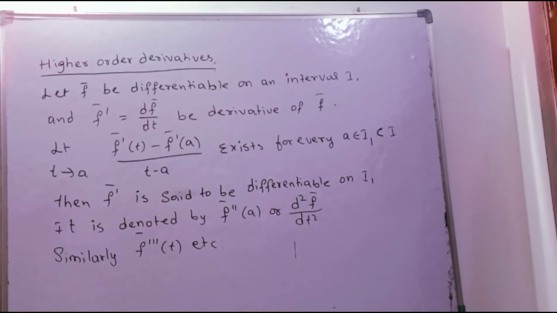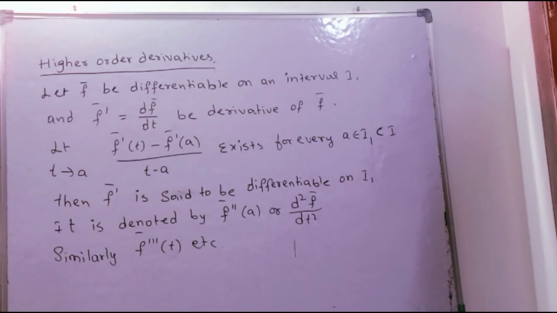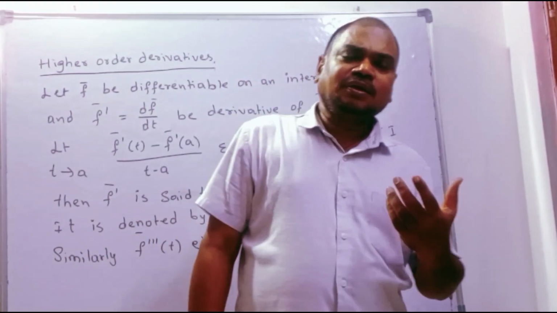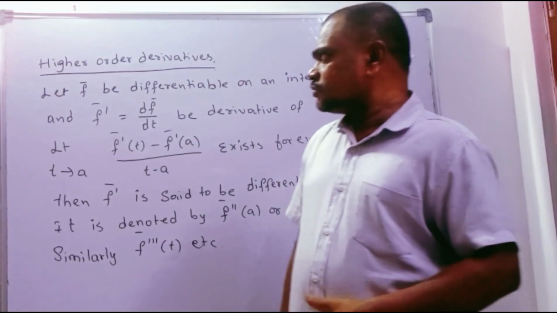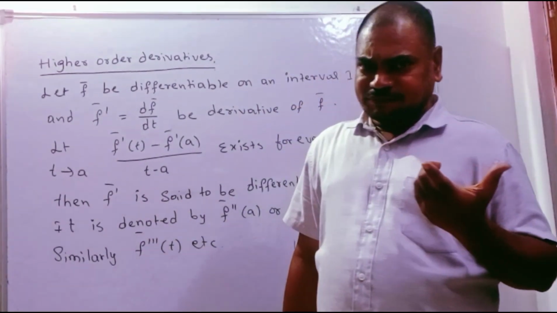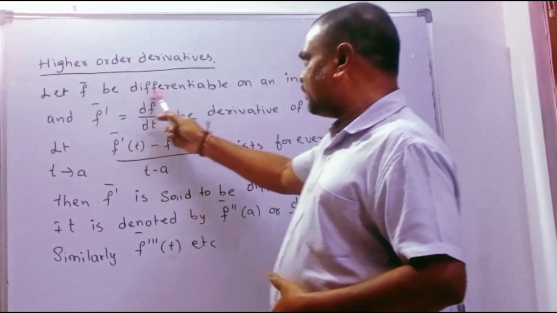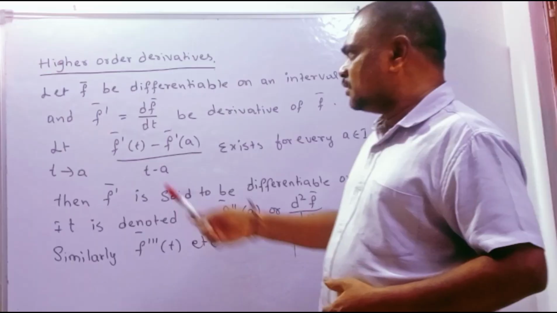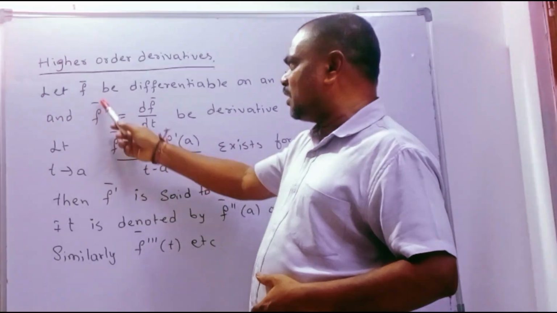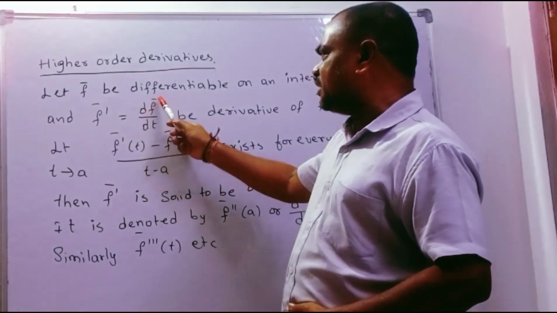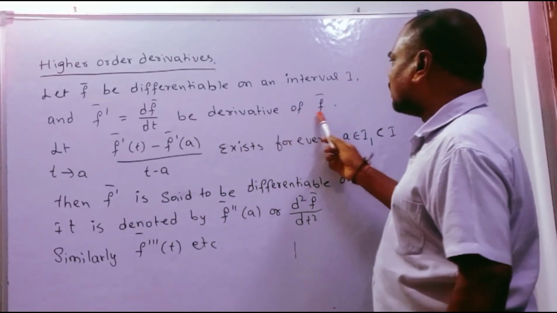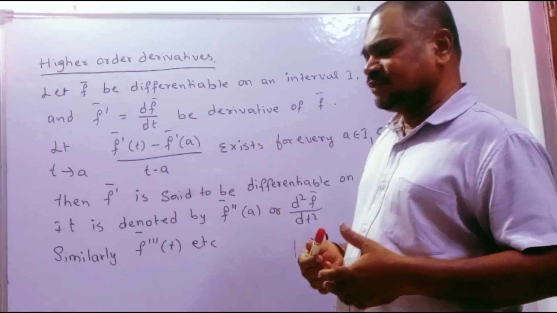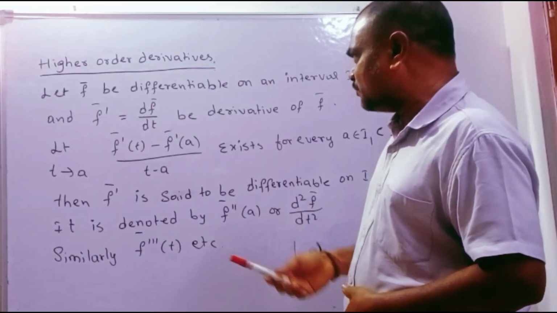Define higher order derivative. Derivative of a vector function is completed, and now we define the higher order derivative. So, what is the derivative of a vector function? Once again, let f bar be differentiable on an interval I. Then f bar dash equal to df by dt be the derivative of f bar. Then we define the second derivative or higher order derivative of f.